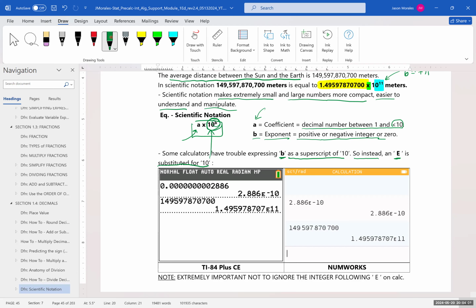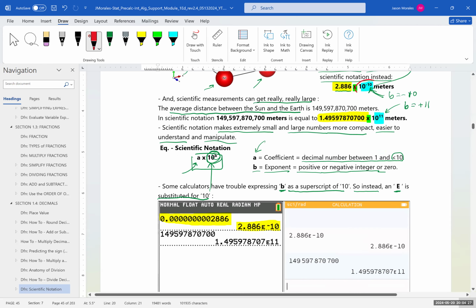Here on the left, this is the screen of a TI-84 Plus CE calculator. You can see I entered in the distance between two iron atoms in BCC iron, and it took that number and converted it into scientific notation. Notice here that instead of using 10 to the minus 10 meters, it replaced that base of 10 with an E. It kept the minus 10 here, but this letter E substituted for a base 10.